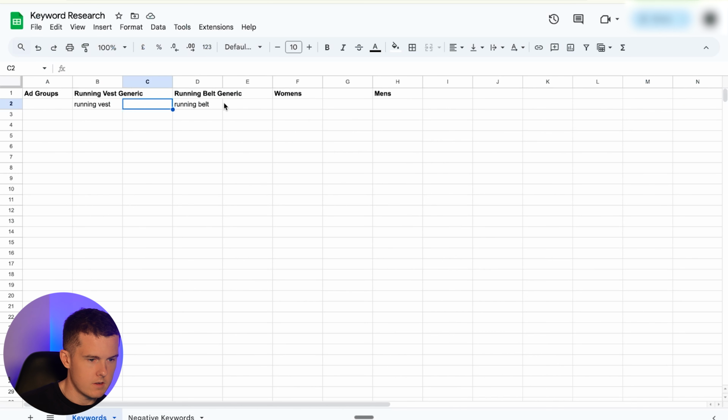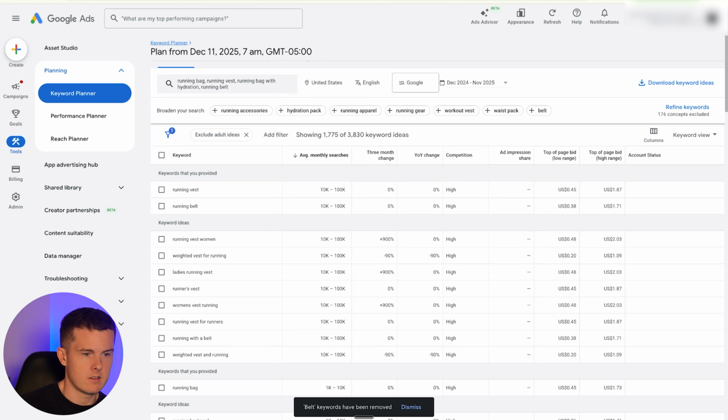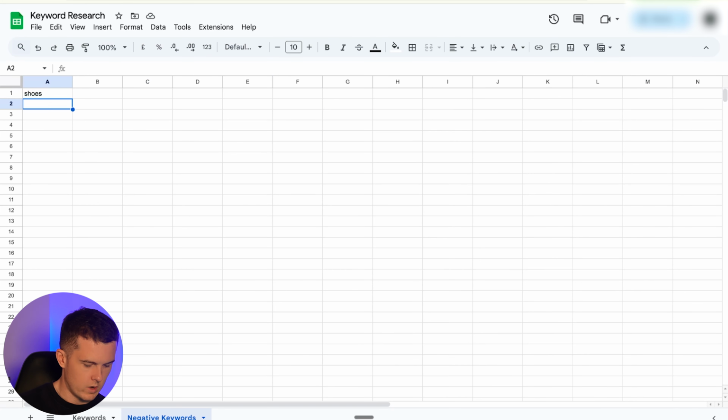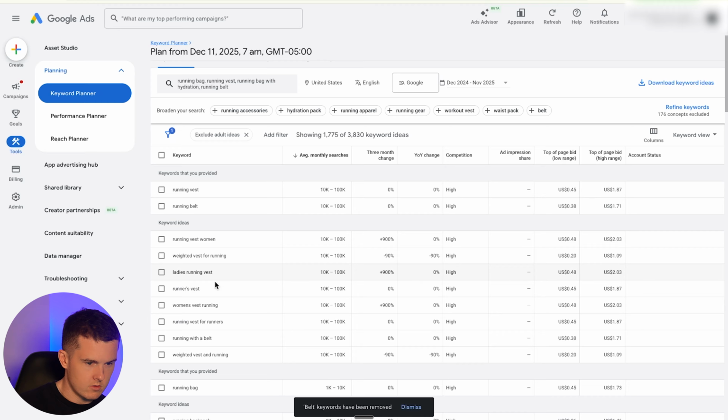Running vest women is the next one. So let's pop that in here. Weighted vest is next. So a weighted vest is completely different to the running vest that I'm selling. So I'll go back here and I will add weighted as a negative keyword because I don't want to serve for that. Ladies running vest, runner's vest, women's running vest for runners, running with a belt.